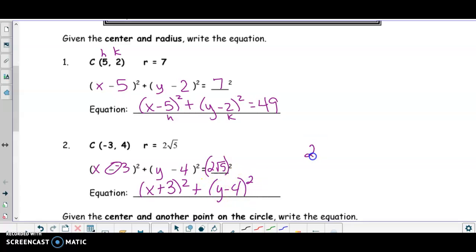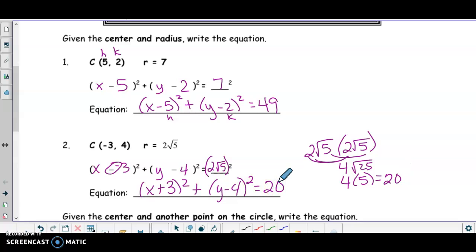And if we think about this, 2 times the square root of 5 times 2 times the square root of 5. So we can multiply these numbers and we get 4. The square root of 5 times the square root of 5 is the square root of 25, which we know is 5. So if we're going to say 2 times the square root of 5 squared, we're going to get 20.